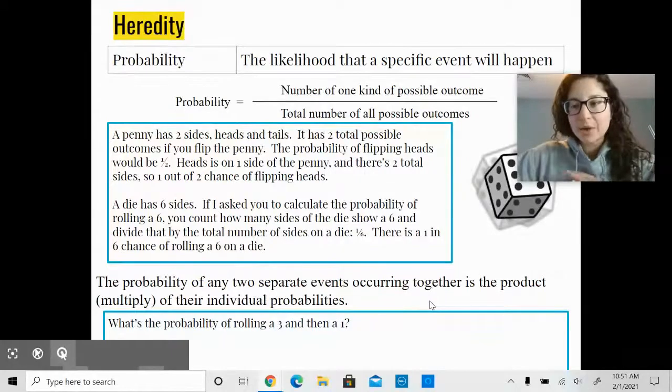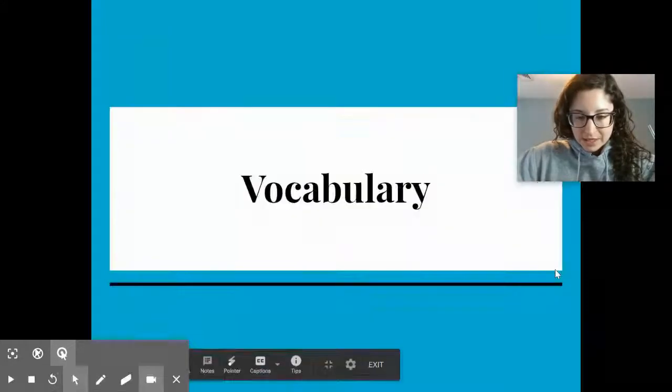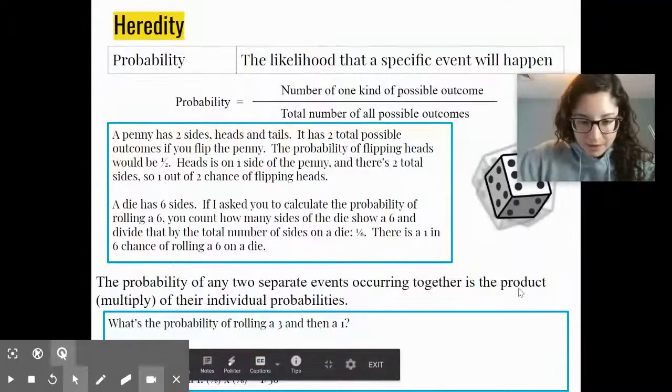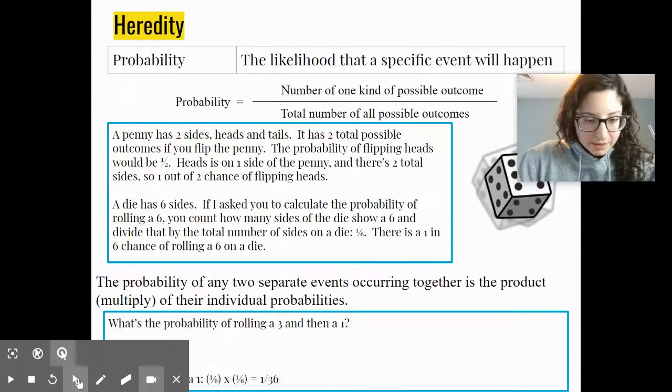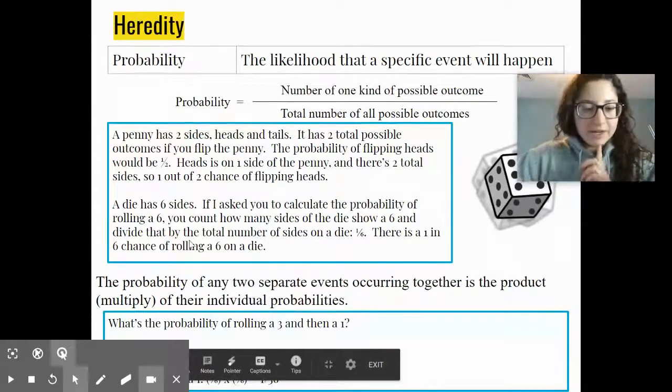Okay, so let's go back to our dice example. For the probability of rolling a 3 and then a 1. Can we even see this? Nope. Oh, it's down here. It's hidden. So let's put this away. It's not letting me do that. All right, let's try this.